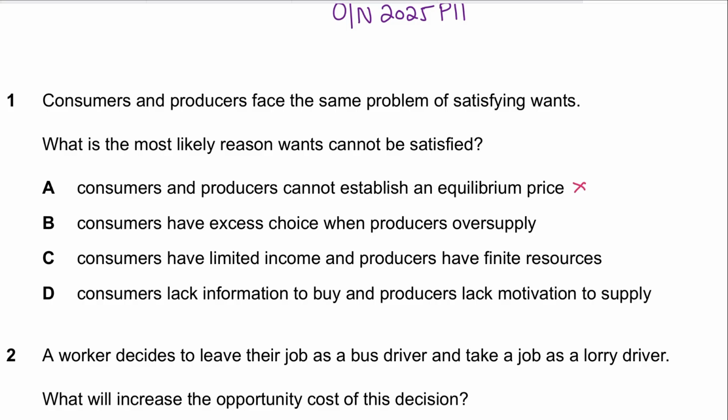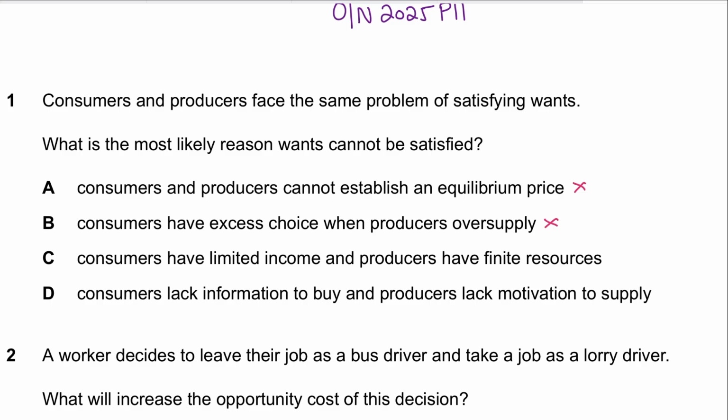Option B says consumers have excess choice when producers oversupply. Again, this is wrong because excess choice or oversupply is not the basic economic problem, right? The issue that we're dealing with is basically scarcity. So this is incorrect. Let's leave option C for now, but option D says consumers lack information to buy and producers lack motivation to supply. This is incorrect as well because lack of information or motivation may affect markets, but it is not the main reason why wants are unlimited and cannot be fully satisfied.